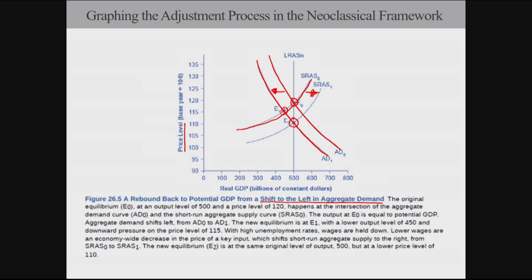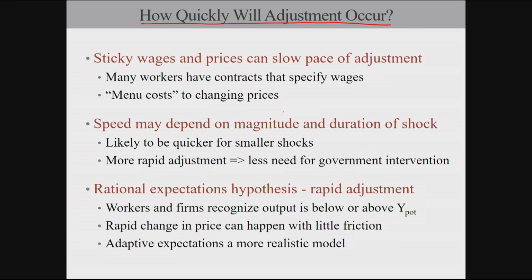Basically, if we're sitting out here with high unemployment for a long time, and the neoclassical economists are telling the president to be patient, just let the market adjust, and we'll get back to this potential output of 500 and the natural rate of unemployment. But sticky wages and prices can slow the pace of adjustment. And how important you think sticky wages and prices are depends on whether you have more the Keynesian view of the macroeconomy or the neoclassical view.